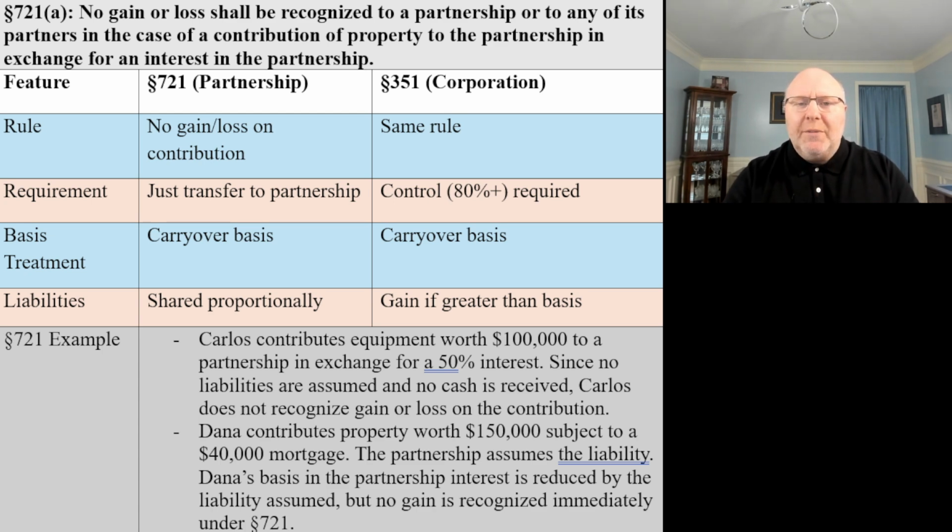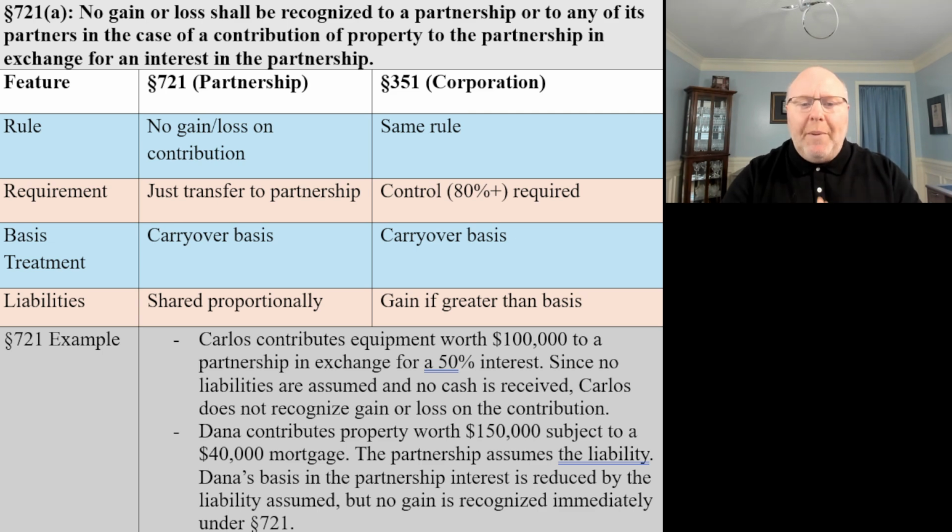Second, the requirements. With a partnership, it's easy. You just contribute property in exchange for your partnership interest. You don't have to worry about the other stuff the corporation had to deal with. That 80% control requirement doesn't apply here. If we're trying to become a partner in a CPA accounting firm, we don't have to have 80% control. We could have 3% control, and that's okay for a Section 721 transaction.